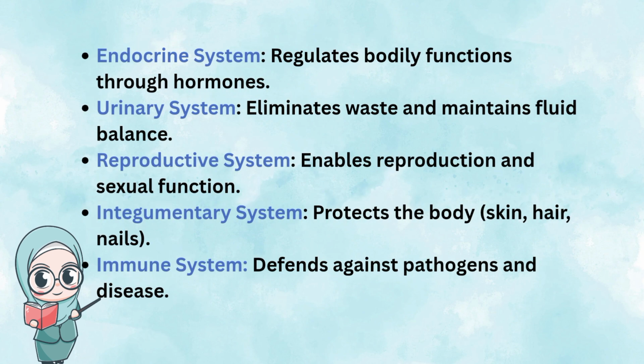Endocrine system, regulates bodily functions through hormones. Urinary system, eliminates waste and maintains fluid balance. Reproductive system, enables reproduction and sexual function. Integumentary system, protects the body: skin, hair, nails. Immune system, defends against pathogens and disease.